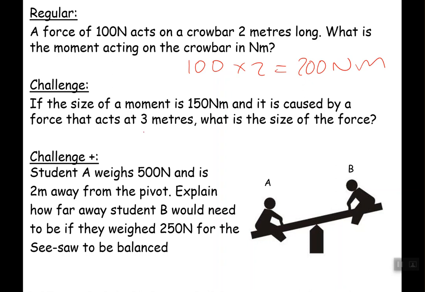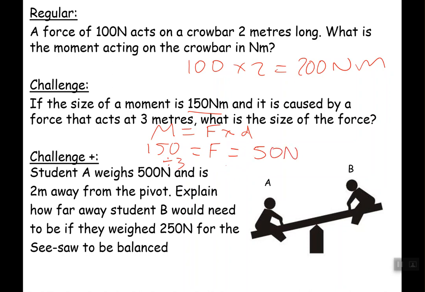The second one, if we do the equation again, moment is force times distance. This time we're given the moment, 150 newton meters. We're not given the force, so let's just call it F, and the distance is 3. Now this is just some generic algebra, stuff you normally get in maths. 150 is F times 3. I want to find out what F is, so we need to rearrange this equation. If we divide both sides by 3, what that will do is change this side of the equation to force, which is what we want. 150 divided by 3 is 50 newtons.